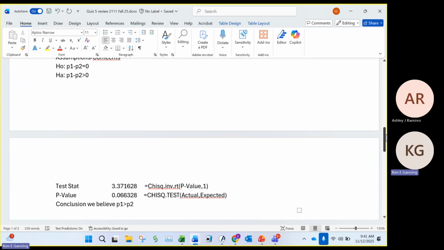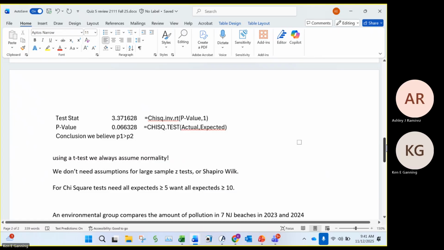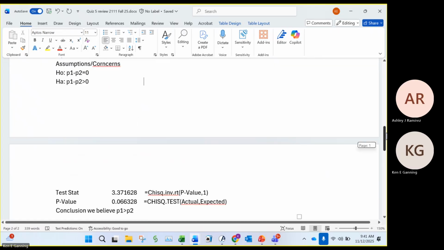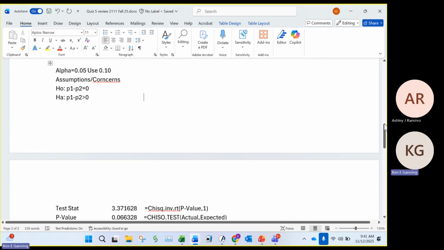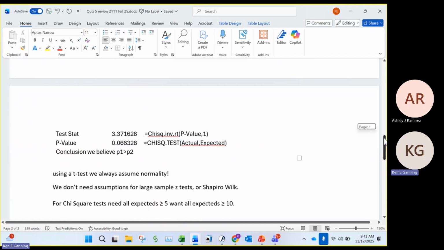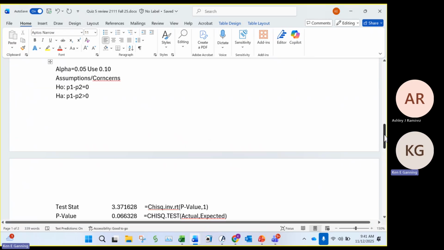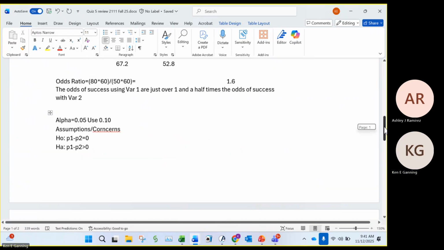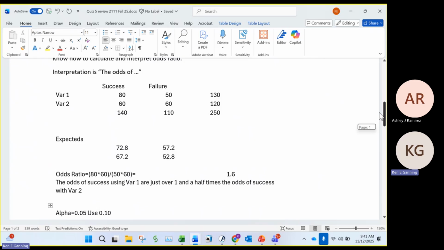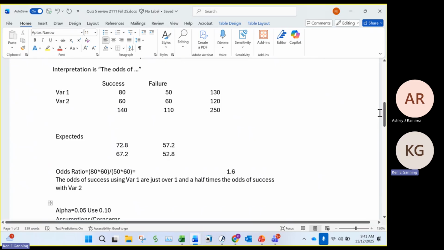If we used a chi-square test and a chi-square dot inverse test, we would get our p-value and our test stat. And we could figure out our hypothesis. In this case, we would reject because we doubled our alpha, and we would determine that the success rate under the first variation is greater than the success rate under the second variation.